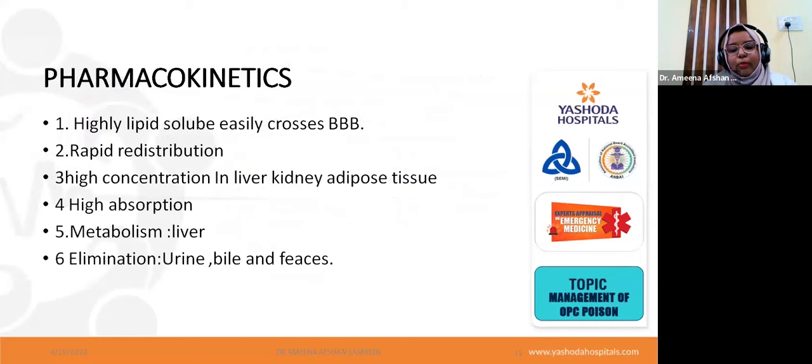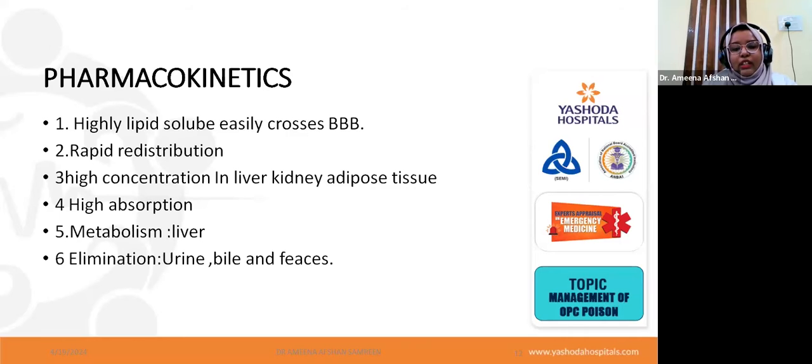Because most of the OP compounds get stored in the fat cells. So once we have cleared the blood levels of OP compound, the compound which has got stored in the fat starts coming back to the blood. So it gets redistributed. This is when we get again the symptoms of OP poisoning. They have high concentration in liver, kidney, adipose tissue.